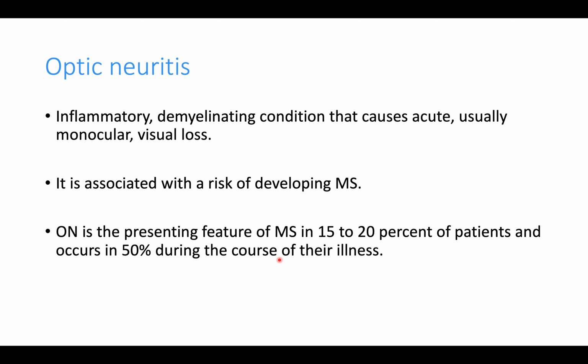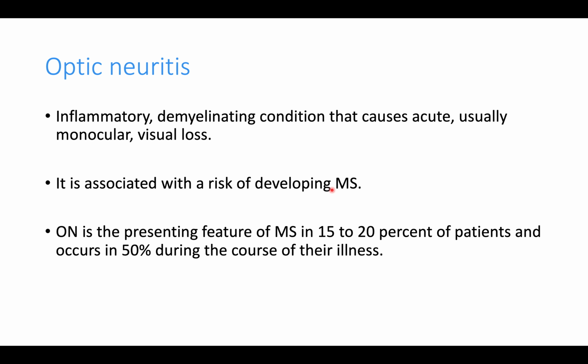Okay, so now we want to talk about the inflammatory cause of optic neuropathy, which is optic neuritis. Optic neuritis is inflammatory demyelinating. That means the myelin sheath around the axons of the nerve cells is damaged, and it is usually acute and monocular, meaning in one eye only. Of course, it presents with visual loss, so unilateral and acute visual loss. It is associated with the risk of developing MS.